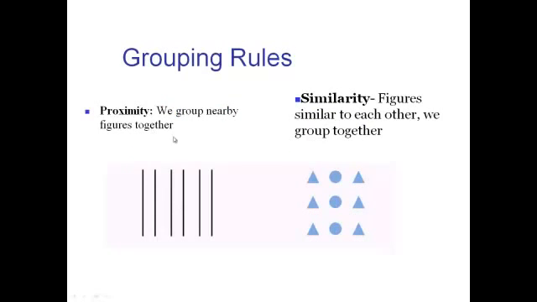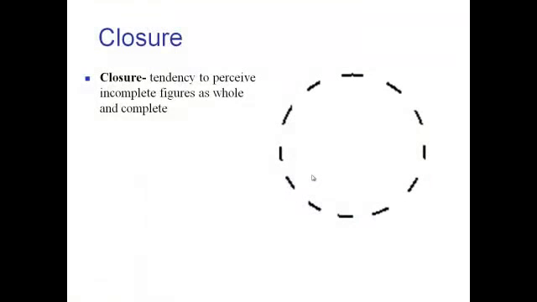So here are some other images of proximity and similarity. Again, it's the idea that we are sensing the stimuli, but in our brain we are grouping them by these specific rules, by proximity, by similarity, by closure. We're seeing items here. You see this as a circle, not a bunch of dashes. We perceive the incomplete figures as whole and complete. We tend to fill in the blanks.